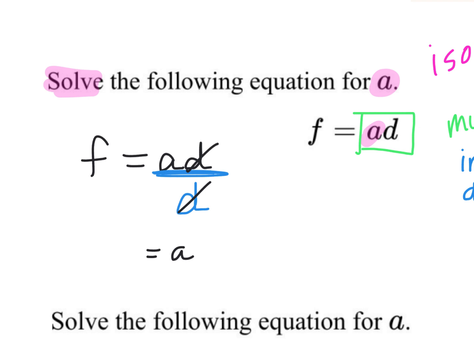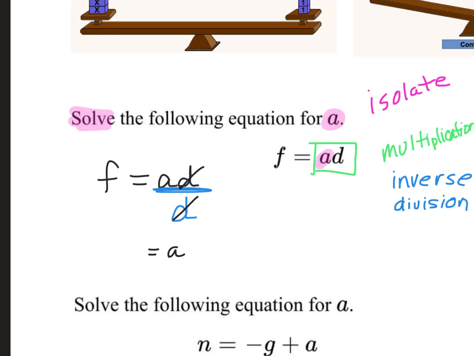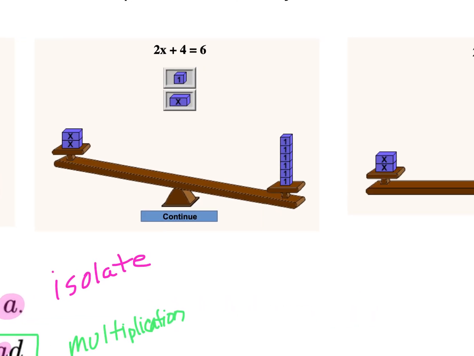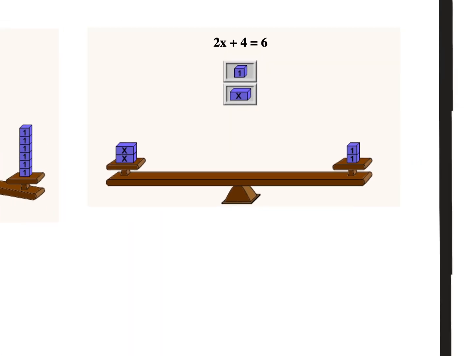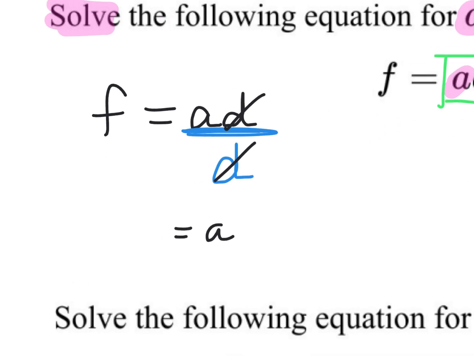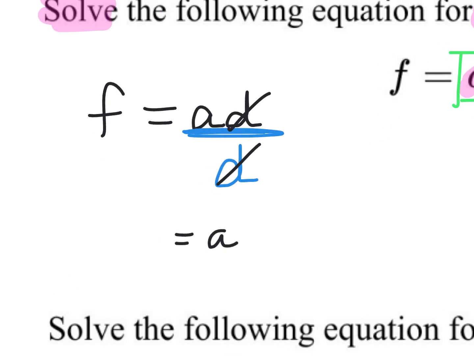However, I have violated the golden rule of equations. The number one thing you have to remember about an equation is that it has to stay balanced. I'm going to zoom in on the top here real quick. If you do something to one side of the equal sign, it's going to be lopsided if you don't do the same thing to the other side. So we have to do the same thing here. We divided the right-hand side by D, so we're going to divide the left-hand side by D.